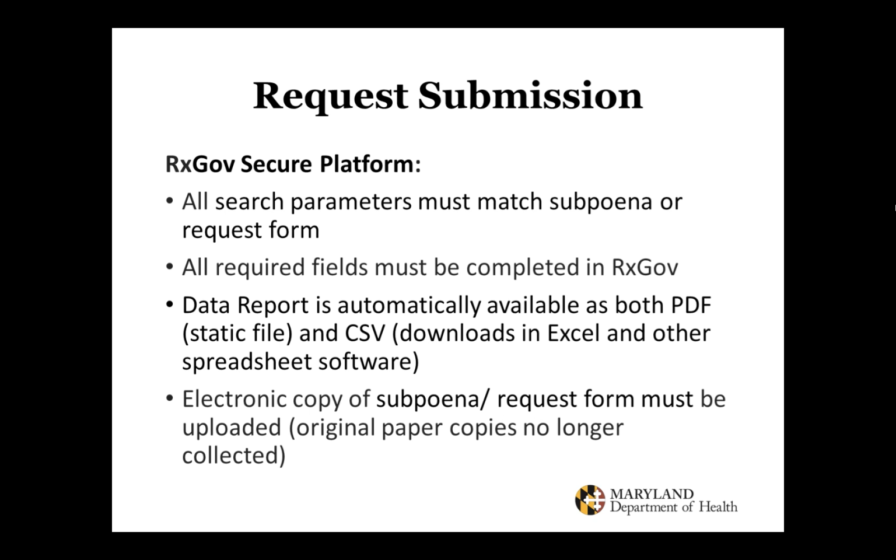Now that you have an RxGov account, you can sign into the secure platform and start making requests. We will demo the system, so let's review the process. When you log in, you will enter search parameters that must match your subpoena or request form. You'll be required to fill in certain fields, and the data report will be created for you in both a PDF file format as well as a CSV, which is downloadable into Excel and any other spreadsheet software. You will electronically submit your subpoena and your request form. You do not need to send an original paper copy to our office.